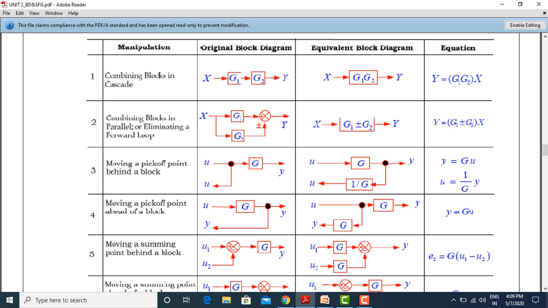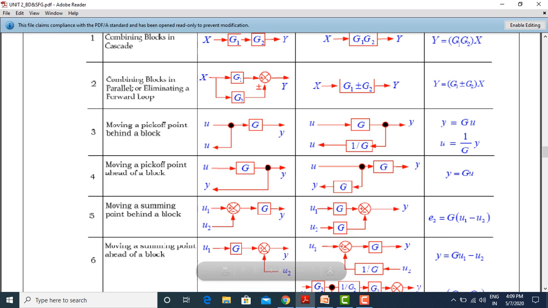Third point, moving a pick-off point behind a block. Moving this pick-off point behind a block, 1 by G will be added into the system. We have shifted this to the right hand side, so 1 by G will be added into the system. Moving this pick-off point or take-off point ahead of a block, means this point ahead of a block, so G will be added into the system. Moving a summing point behind a block, G will be added into the system.